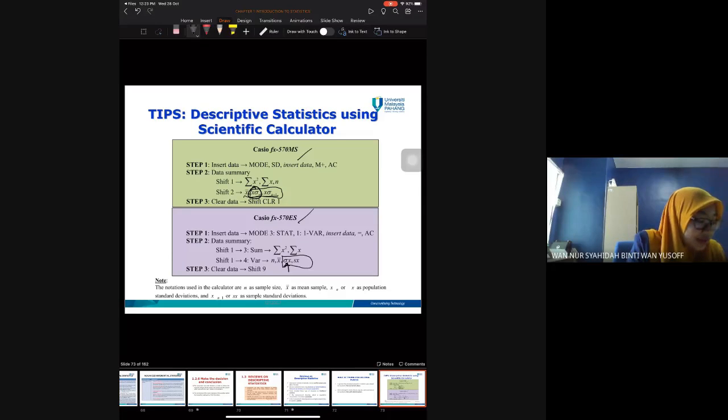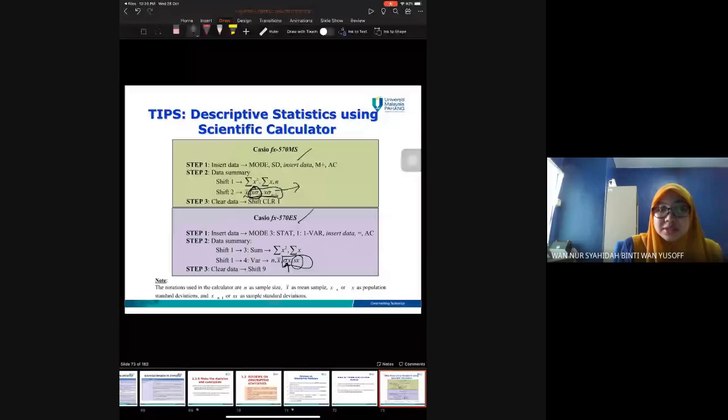Okay, and the third value here is the sample standard deviation, similar to here. The calculator cannot distinguish whether the data that you key in is sample data or population data. So it is your job to choose which value that you want. You have to know whether the data that you key in is a population or a sample.